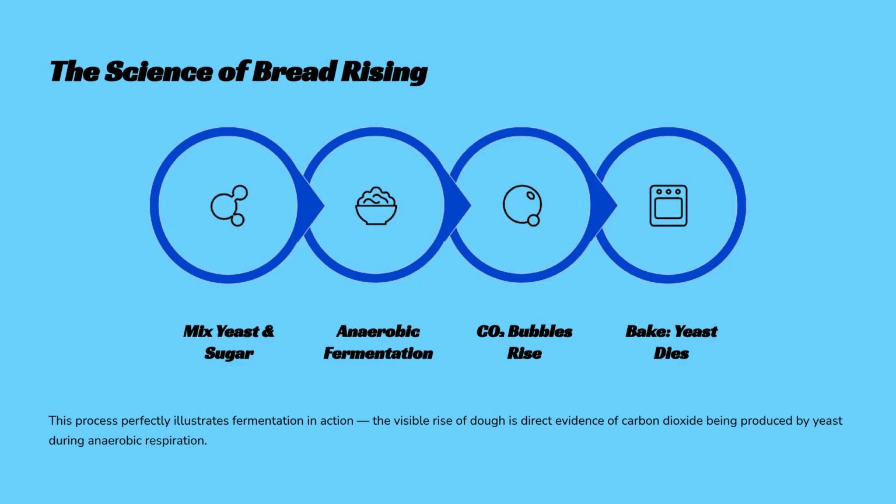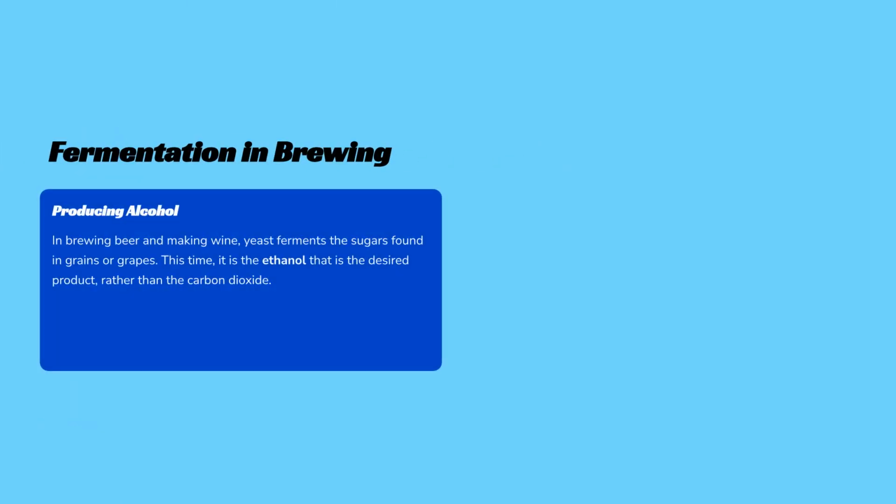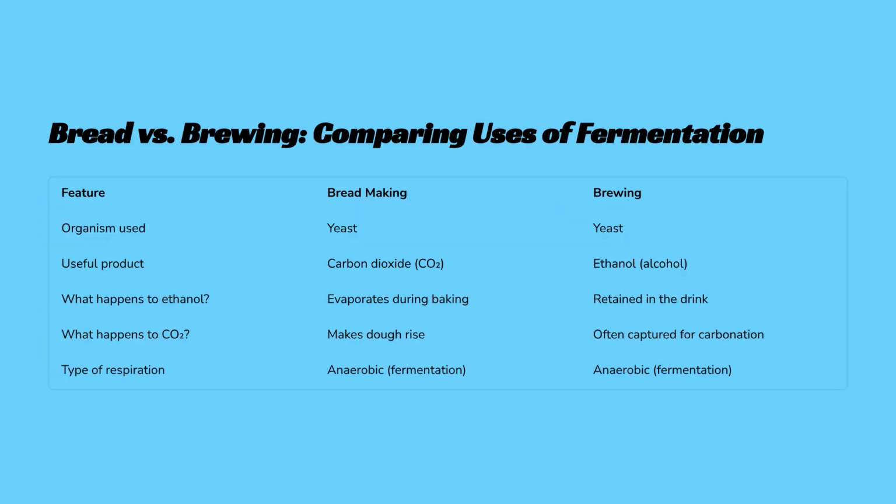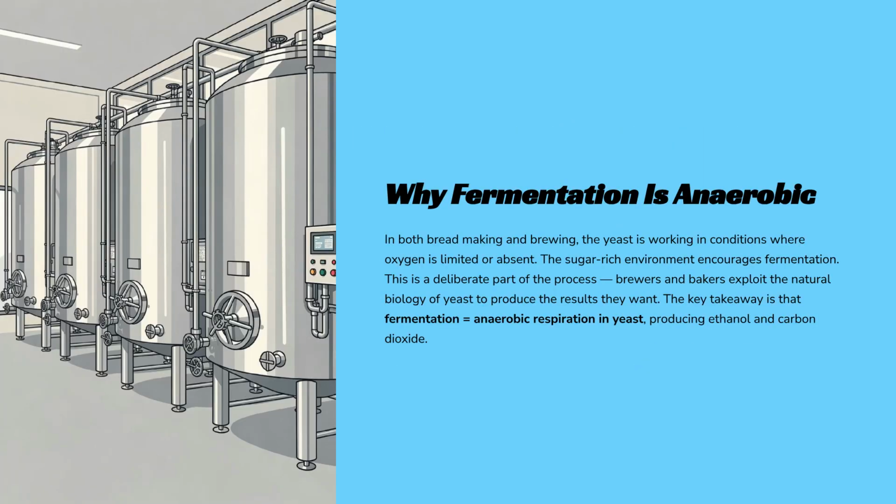The process of bread rising clearly demonstrates fermentation, from mixing, through anaerobic respiration, to the rise, and finally the baking process where yeast dies. In brewing, yeast ferments sugar for ethanol. Brewers carefully control temperature to optimize this process, often capturing the carbon dioxide for natural carbonation. This table compares bread making and brewing. Both use yeast and anaerobic respiration, but they prioritize different products: carbon dioxide for bread and ethanol for drinks.